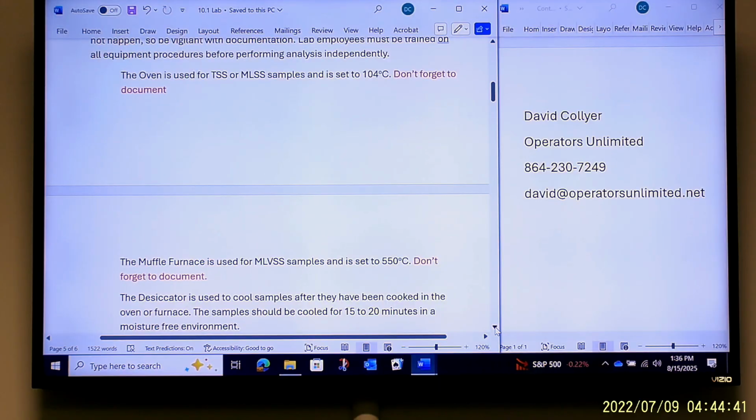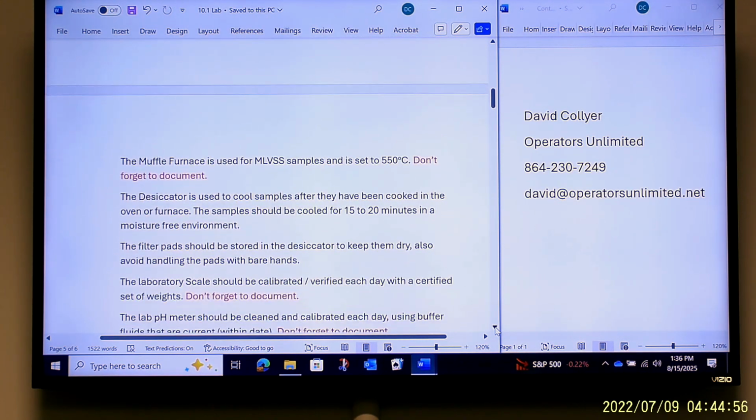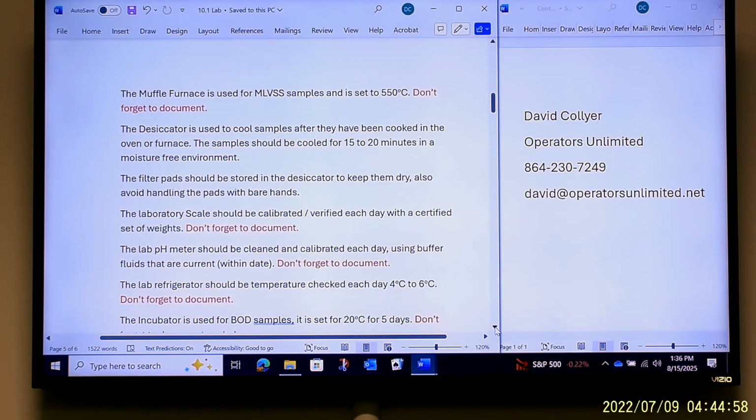The oven is used for TSS, mixed liquor suspended solid samples, and is set to 104 degrees C. Don't forget to document this. The muffle furnace is used for MLVSS, mixed liquor volatile suspended solids, and is set to 550 degrees C. Again, don't forget this documentation.